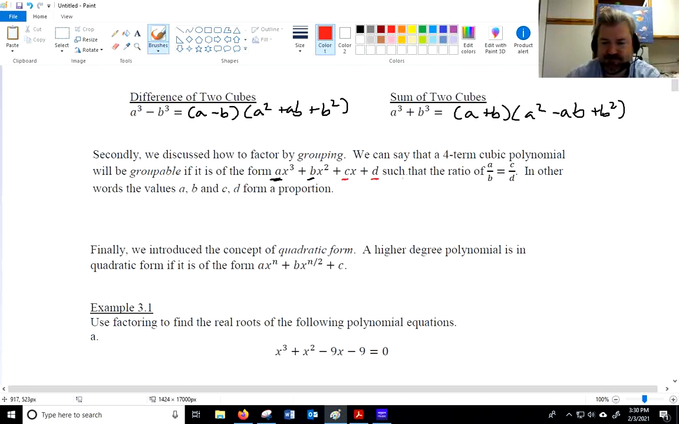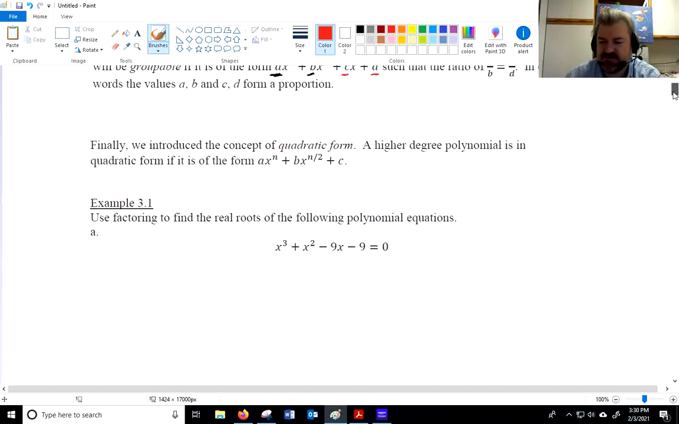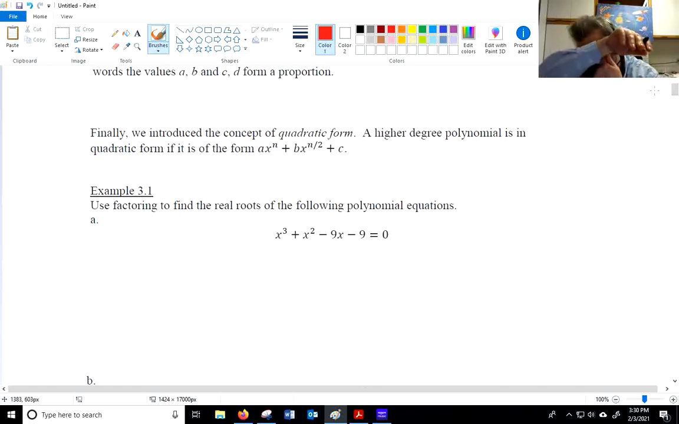But they have to somehow be in the same ratio so that you get the same common factor for the groups. We also looked at what to do when a polynomial is in what I call quadratic form. Quadratic form is when you have the look of ax squared plus bx plus c, but the exponents are something bigger. And the secret is whatever's on this x here, this has to be half of it. So we saw things like x to the fourth plus 3x to the second minus 4. We can factor that because 4, then 2, and then nothing.